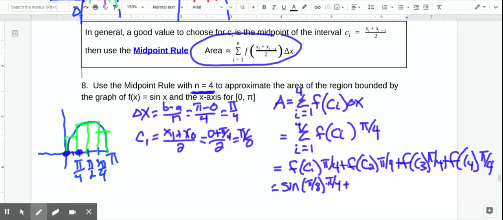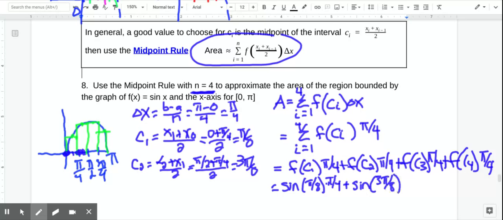And then we want c2. c2 is going to be x2 plus x1 over 2. So that will be pi over 2 plus pi over 4 divided by 2. And that's going to be 3 pi over 8. Okay, so that's telling us that 3 pi over 8 is the midpoint of this rectangle. So we want to do sine of 3 pi over 8 times pi over 4.